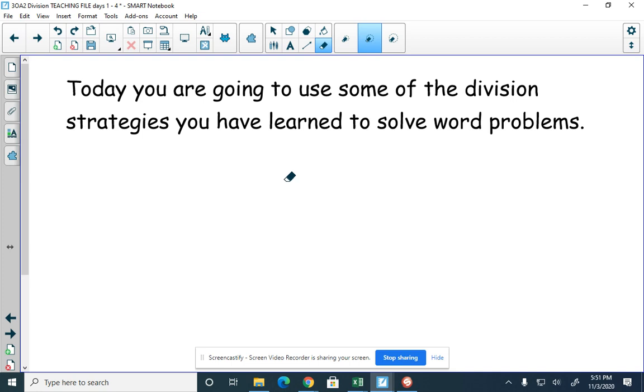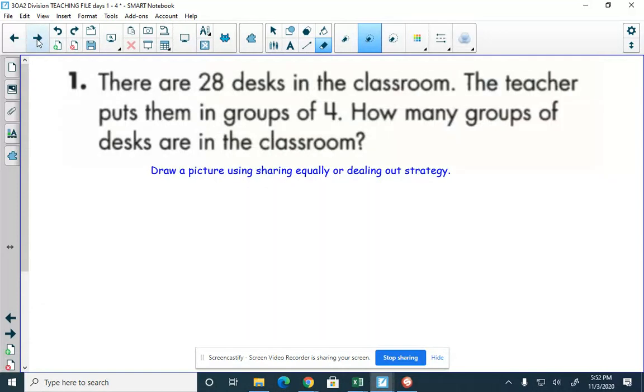So today you're going to use some of the division strategies you learned to solve word problems. We learned how to repeatedly subtract. We learned how to deal out the total, and we learned how to use arrays. Most of what we were doing in class was actually using the dealing out strategy. So let's look at this word problem together.